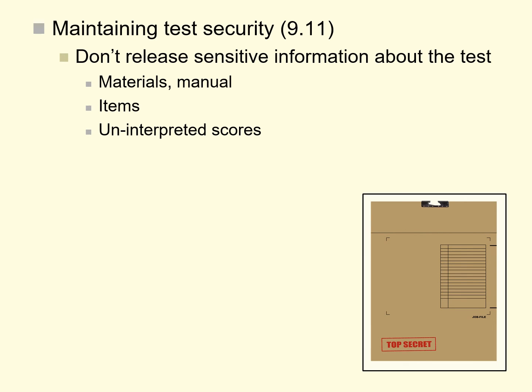I already mentioned Ethical Standard 9.11 before, but I'll hit it again. This is maintaining test security, which just advises us not to release sensitive information about a test out into the public. So test materials, test manuals, copies of items, scanned images, photocopies, etc., uninterpreted test scores. We don't hand these out to our test takers. We don't send it home with them. We don't let our friends or our spouse, assuming that person's a non-psychologist, borrow the technical manual for a test or read about it because it's interesting.